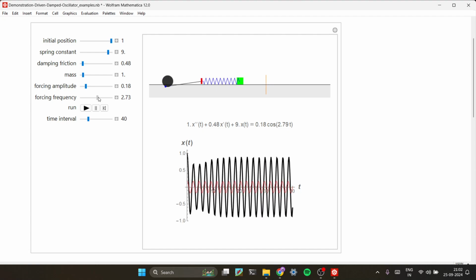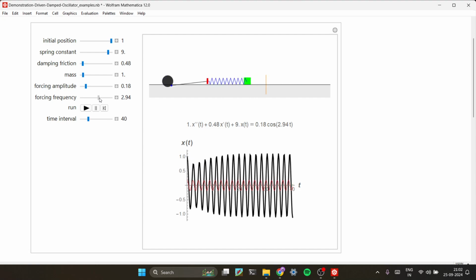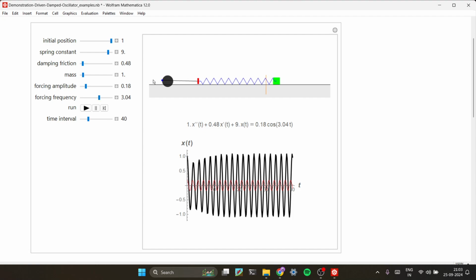And also see here, near the forcing frequency when it is near 3, the amplitude is very large, right? So why is it so? Because what is the natural frequency here? The natural frequency is root over k by m. So what is spring constant k here? It is 9. And what is mass? Mass is 1. So what is the natural frequency? It is root over 9, or 3. So the natural frequency is 3.